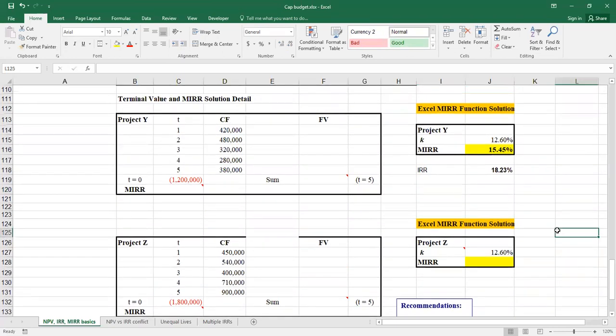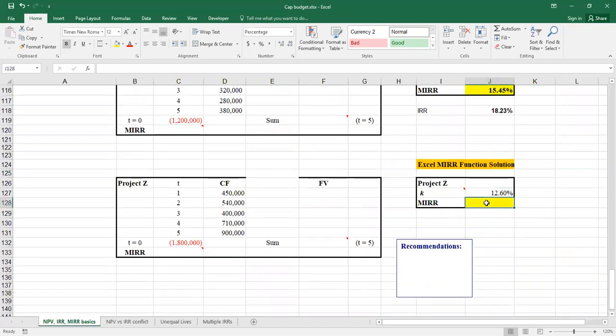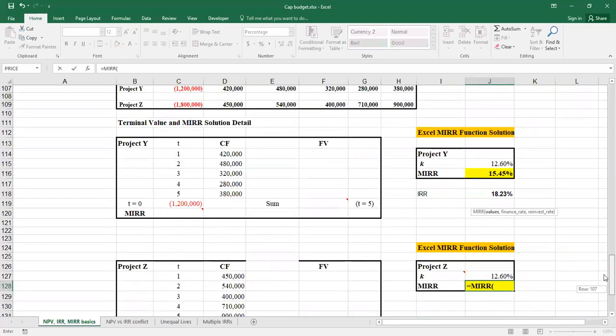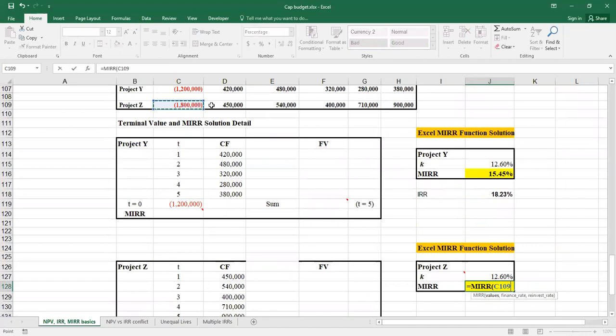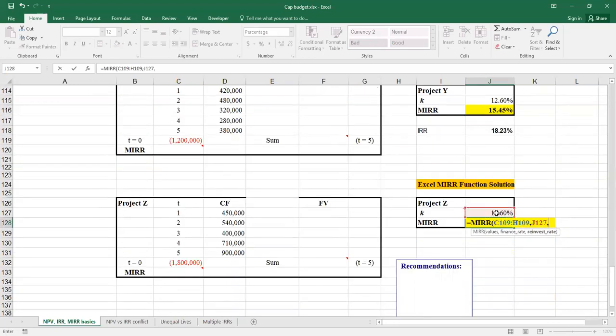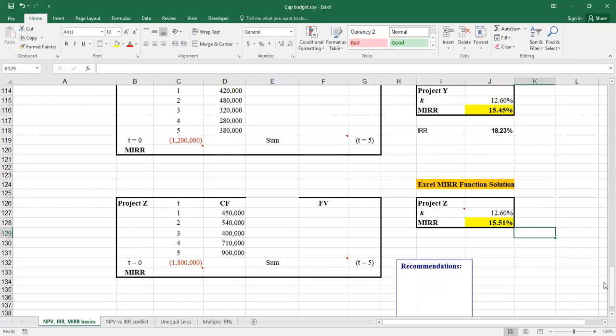Okay, so based on MIRR, si project Y is 15.45%, and then si project Z is equal to MIRR. Okay, values, we have to include the initial cash flow, comma, finance rate is 12.6, comma, investment rate is also 12.6. Okay, now, what do you see?